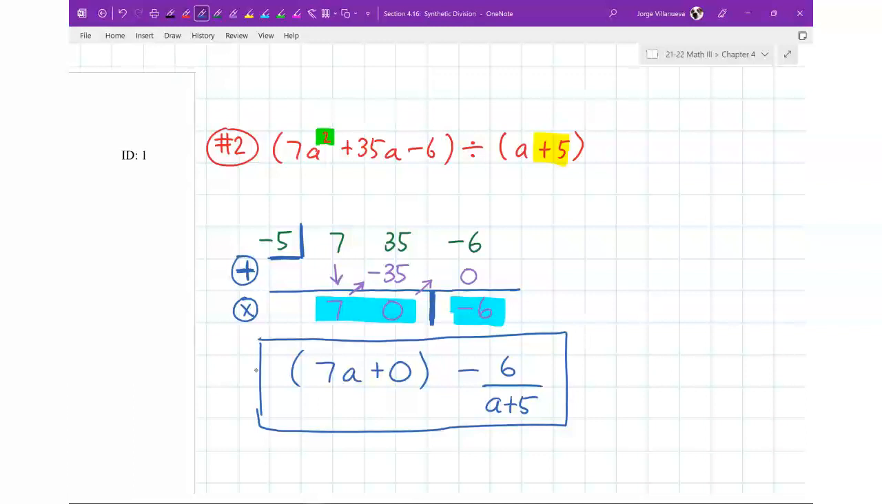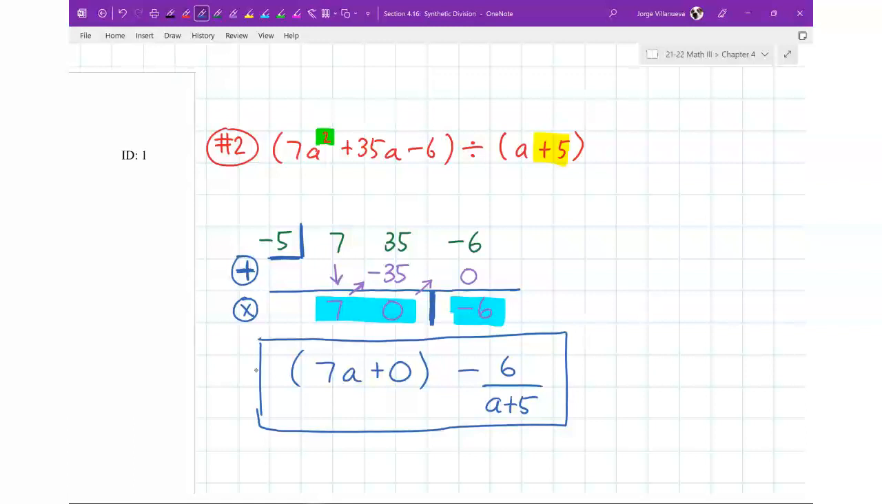35 plus negative 35 is 0. Now multiply. Negative 5 times 0 is 0. Now add negative 6 plus 0, negative 6. And you're done. Once you get to your remainder, you're done. Now, all you have to do is label your answer.